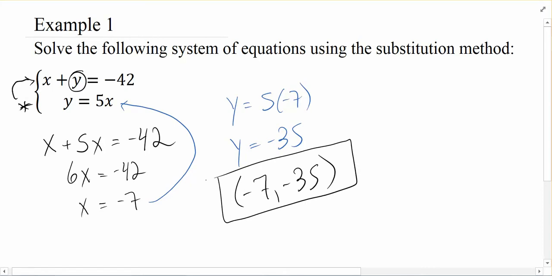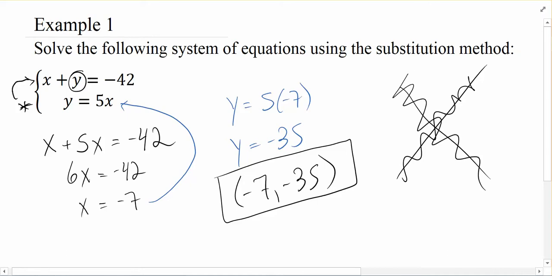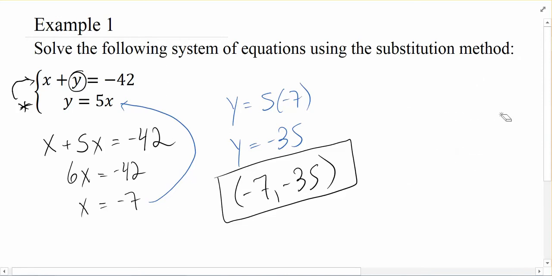Now, does it matter that I plugged it into the second equation? No, because a system of equations is two lines. If it works in this equation, it better work in this equation too, because the point I'm trying to find is their intersection. It's the point that's on both lines. So it doesn't really matter whether you plug the negative 7 into the first or the second.